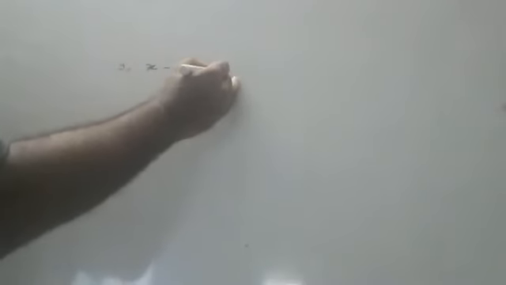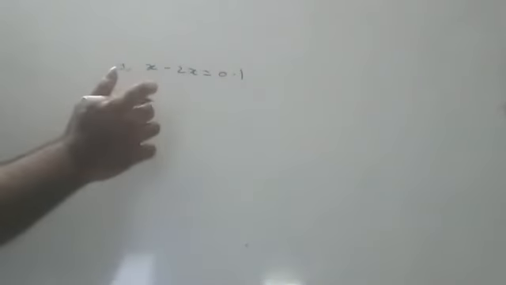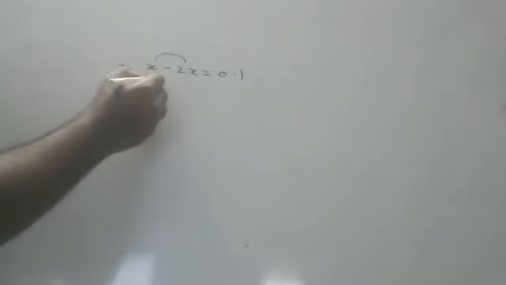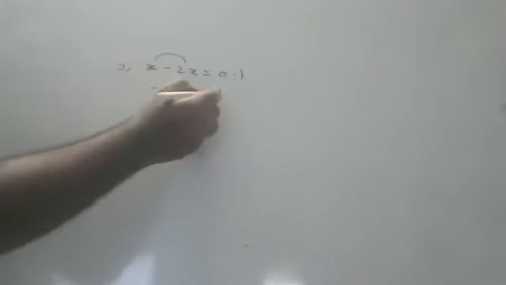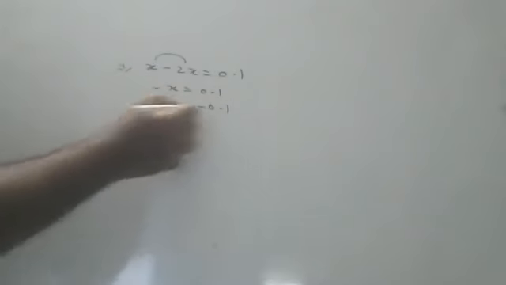Fourth sum, children: x minus 2x is equal to 0.1. Actually 0.1, children, x is not there. I think there is a mistake in the question. Just 0.1, x is not there. Please don't do it. Okay, x minus 2x is minus x. Minus x is equal to 0.1. x is equal to minus 0.1.